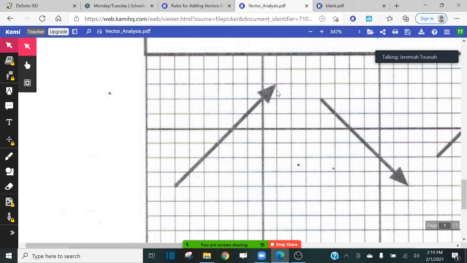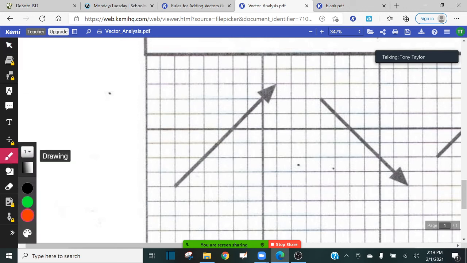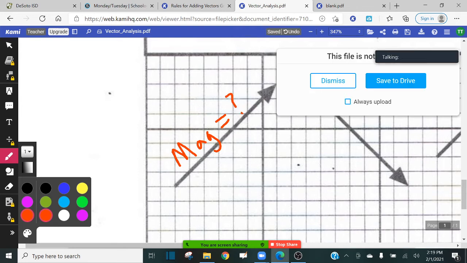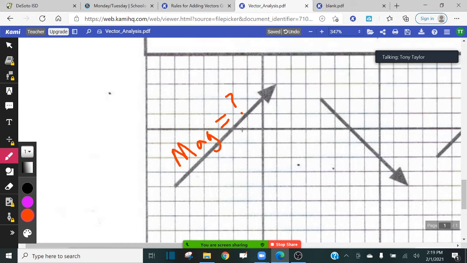You repeat the question. So how do I find out how long this arrow is? How do I find the magnitude of this vector if I know its x and y components? Who remembers that? We talked about this last semester, how to find the magnitude of vectors. Anyone want to tell me?